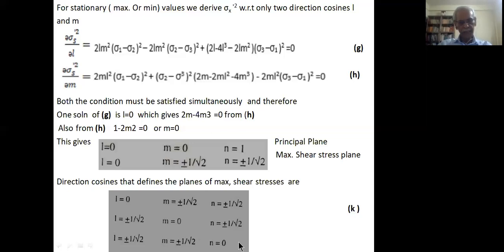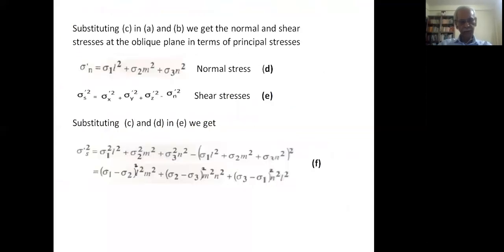So how many planes have we got? If you look at it carefully, we have got 12 planes of maximum shear stress. So what we have done, I'll just go through it again, go back.